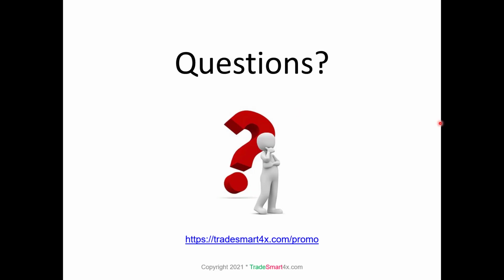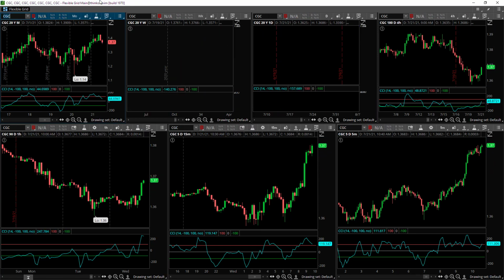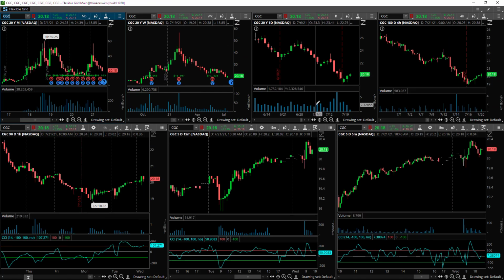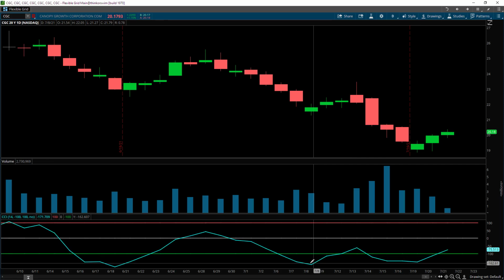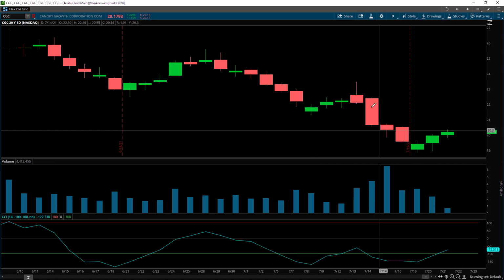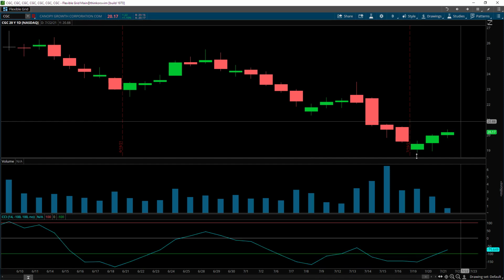Okay, so let me open up to any questions that you may have. CGC, let's have a look at, you're asking me to look at some stops. Okay, let's have a look. I don't have CCI on this one, but which one are we looking for? The daily chart. Yeah, this is bullish divergence over here. You look at the low here and then the low here, this is a higher low, and we've got the market moving up.